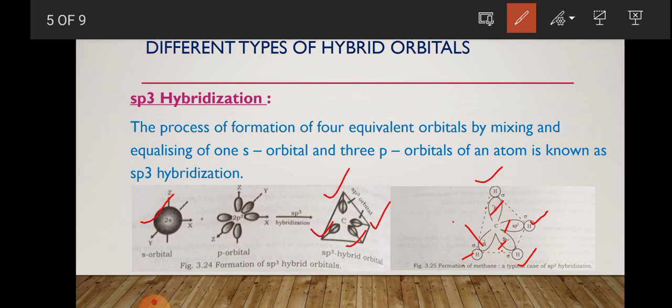And the tetrahedral arrangement is favored because it allows sp3 hybrid orbitals to stay as far away from each other as possible, and thereby reducing the electron repulsion. The angle between any two orbitals is 109 degree 28 minute.